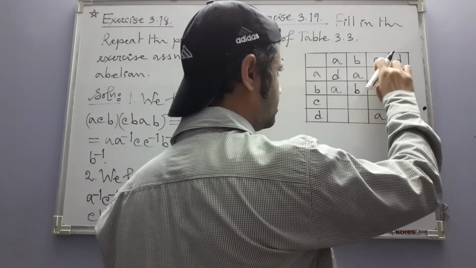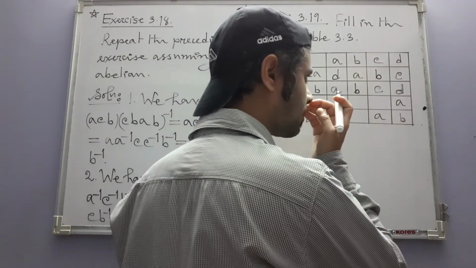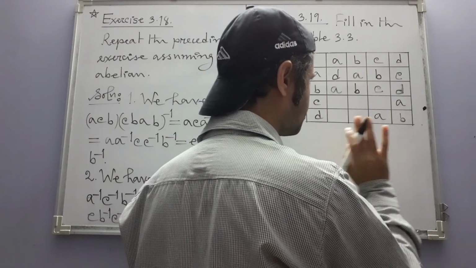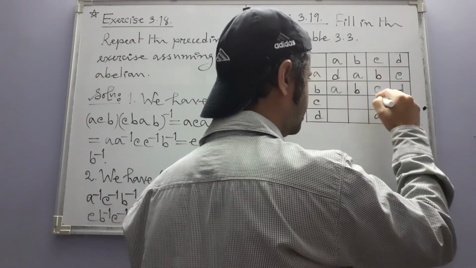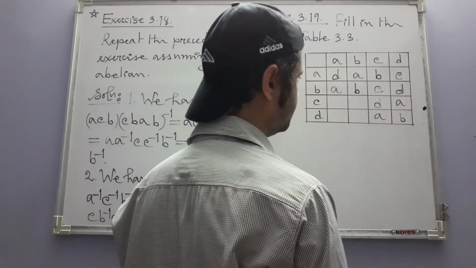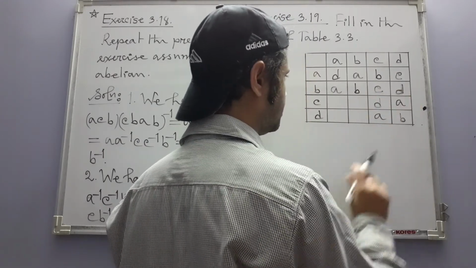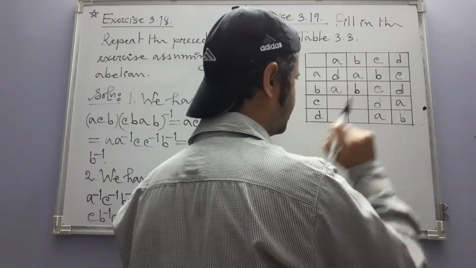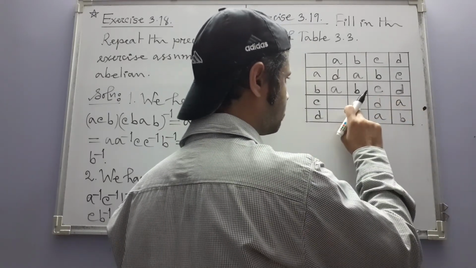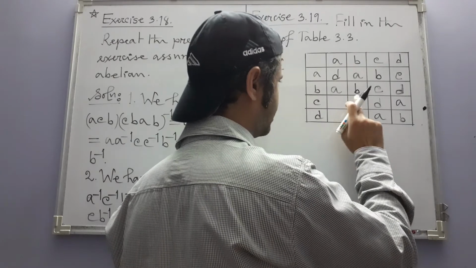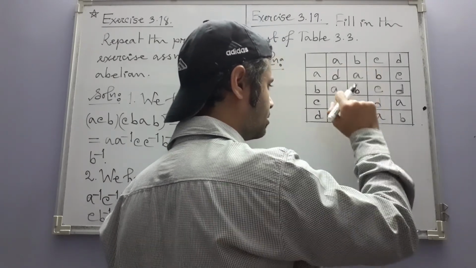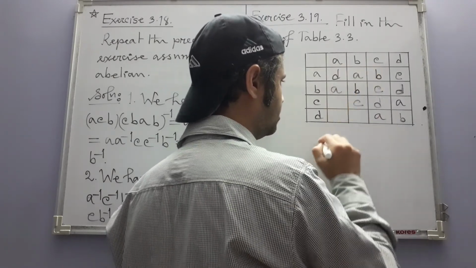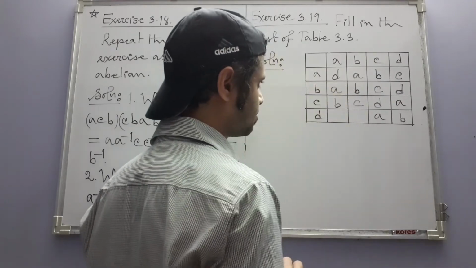Next, in this column, the third column, what do we need to put? D. So this must be D. Right. So now in the third row we have A and D. So this one is either B or C, but it cannot be B because B is already here in this column. So this must be C, and hence this must be B.